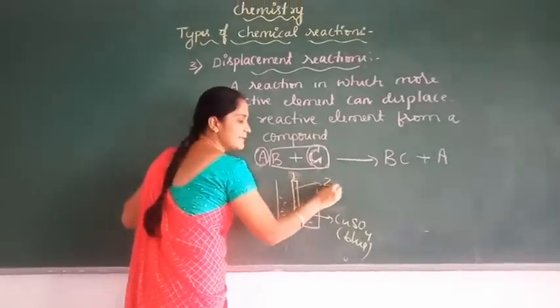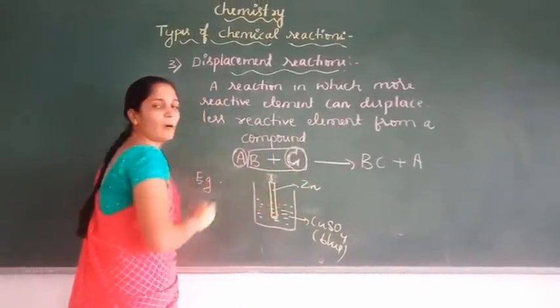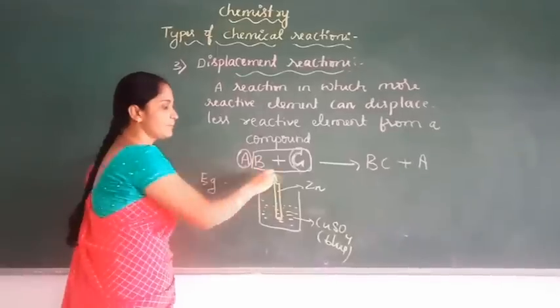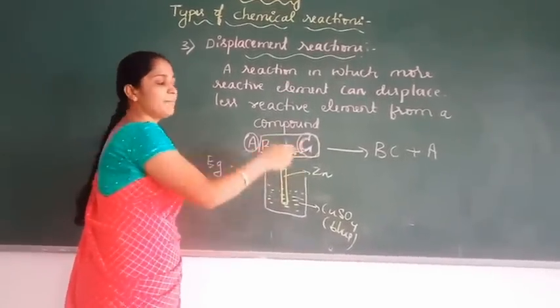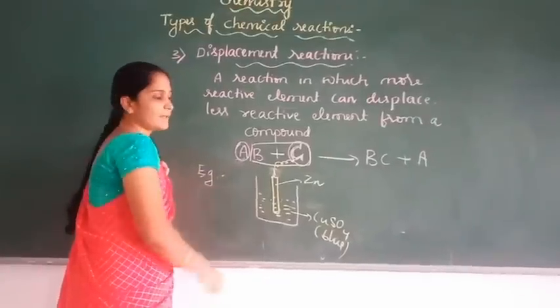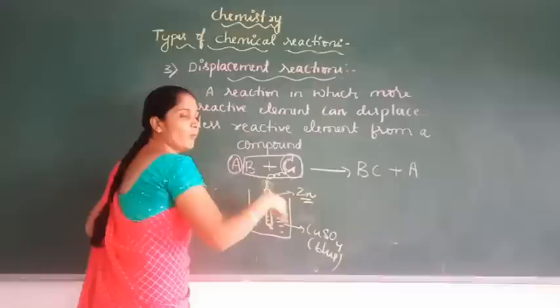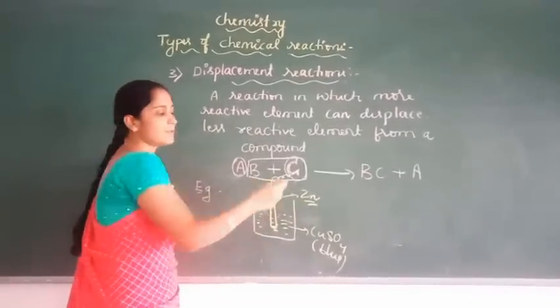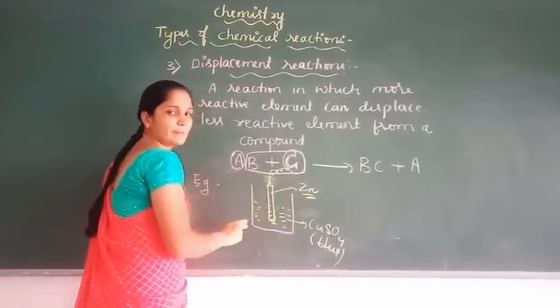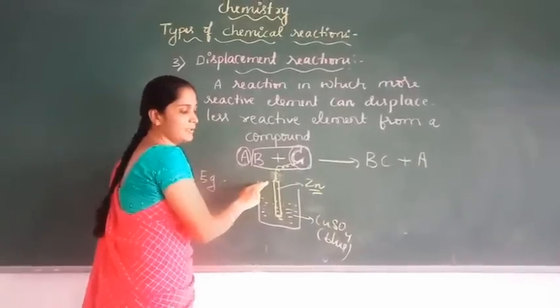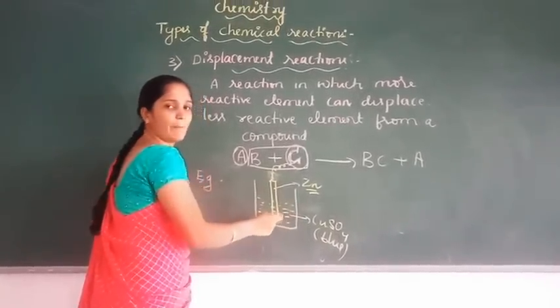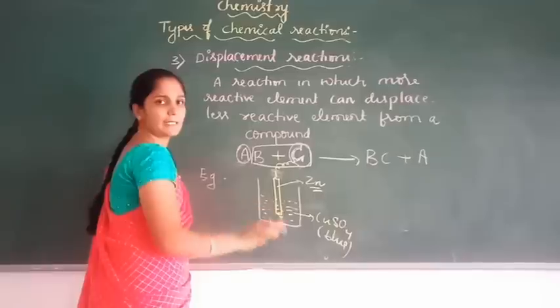So zinc is placed in a copper sulfate solution, and this zinc is connected to a battery. On passing electricity, since zinc is a more reactive metal, it can displace copper from the copper sulfate solution. Therefore, the color of the copper sulfate solution becomes colorless.